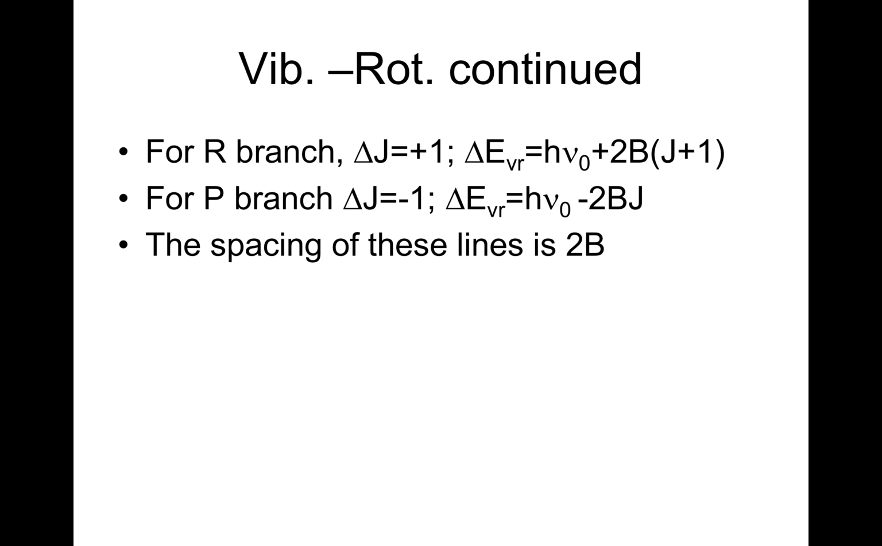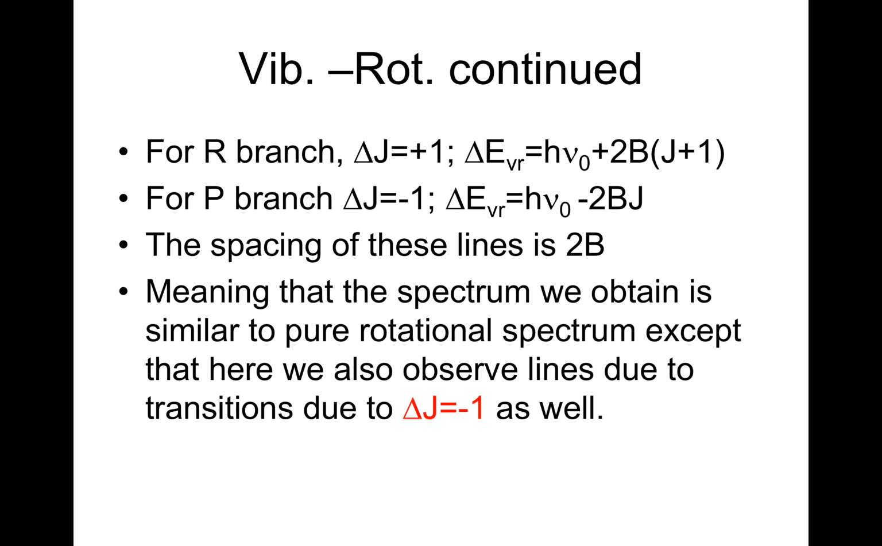The spacing of these lines, as mentioned earlier, is 2B still, meaning that the spectrum we obtain is similar to the pure rotational spectrum, except that here we also observe lines due to transitions with delta J equal to -1 as well.